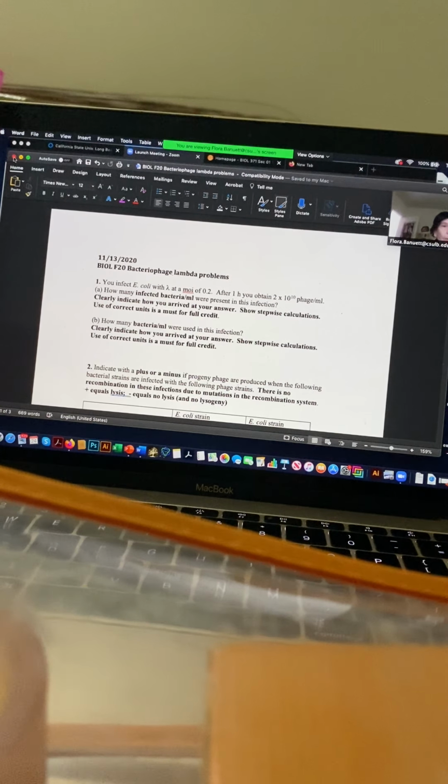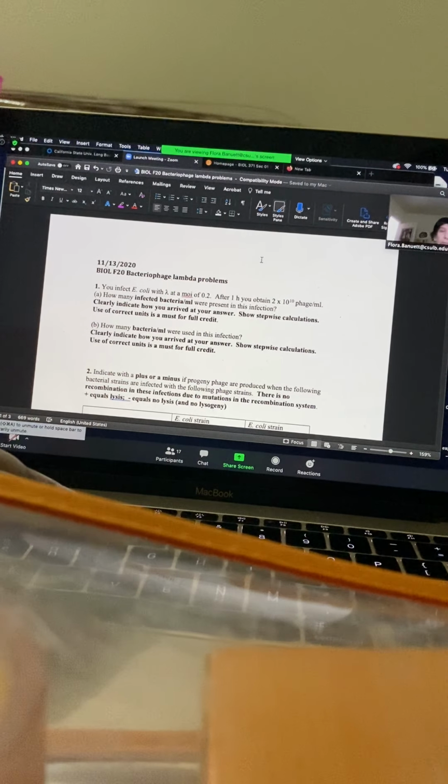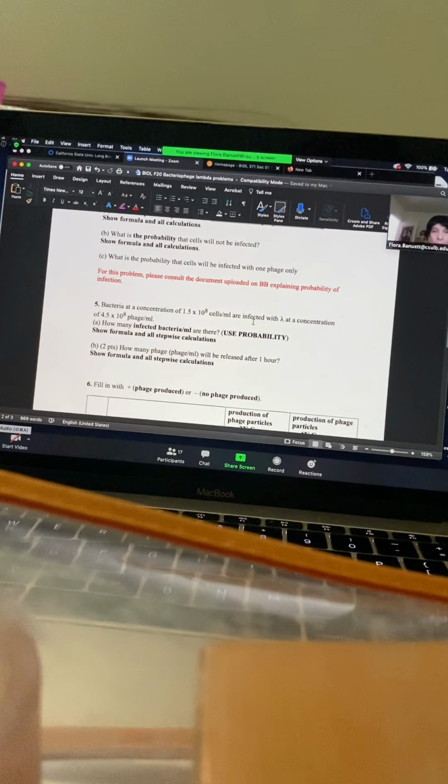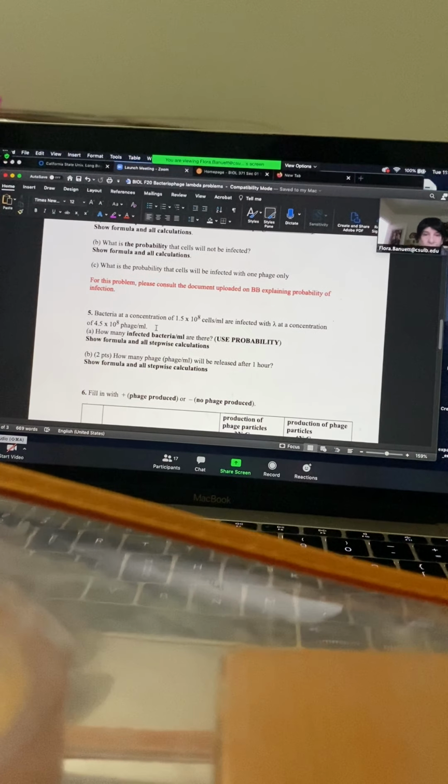Okay. So are there any other questions about these bacteriophage lambda problems? Professor, could you please go over number 5? I did this in class last time. Number 5? Yes, this one. Bacteria at a concentration of 1.5 times 10 to the 8th are infected with lambda at a concentration of 4.5 times 10 to the 8th phage. How many infected bacteria are there?